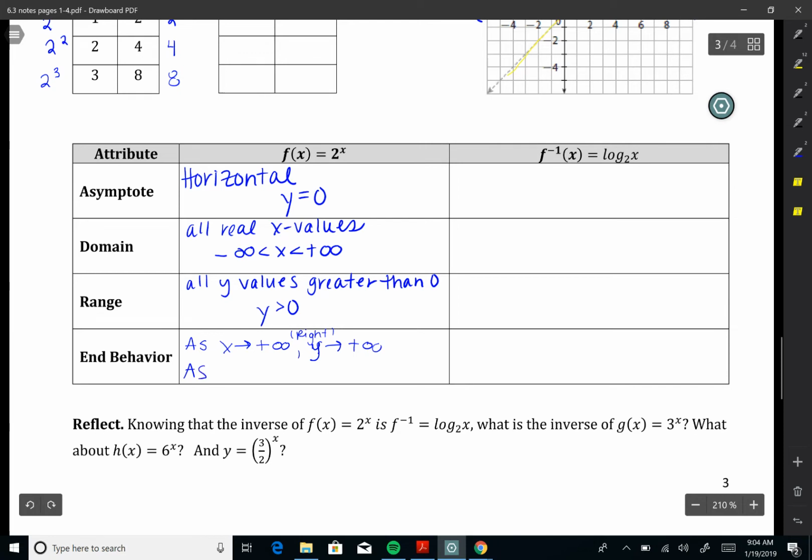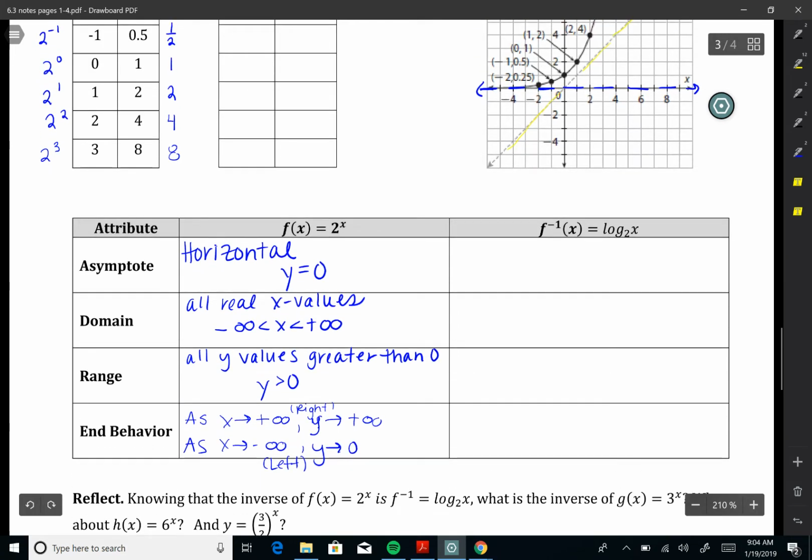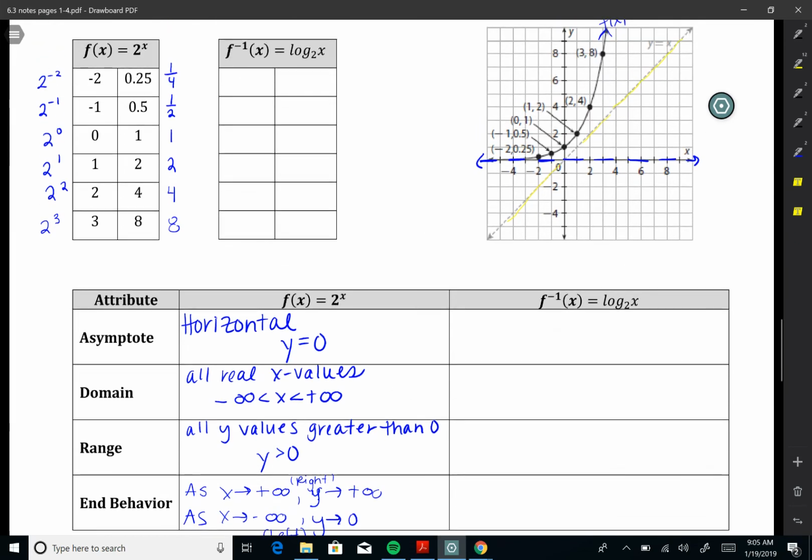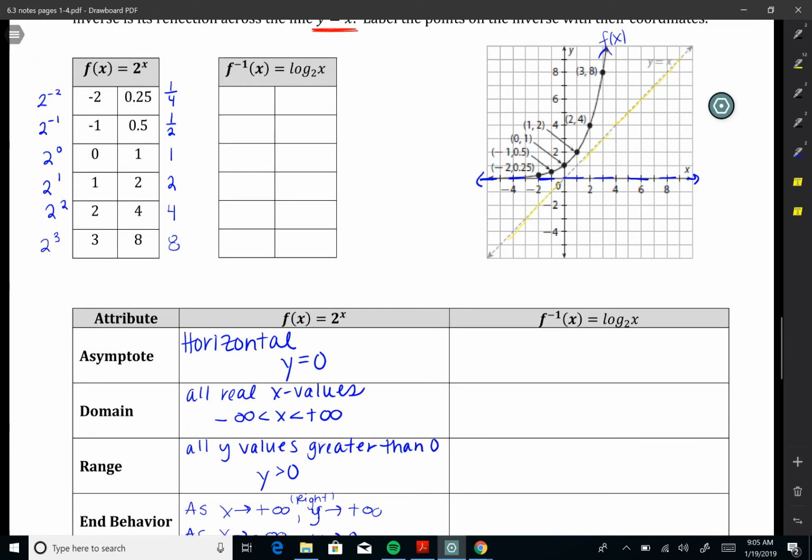And then as we go the other way, as x approaches negative infinity, which is the left side of our graph, our y values approach our asymptote at 0. Okay, so let's get to graphing the inverse, which is our log graph, and see how the attributes are similar but different. f inverse of x equals log base 2 of x.